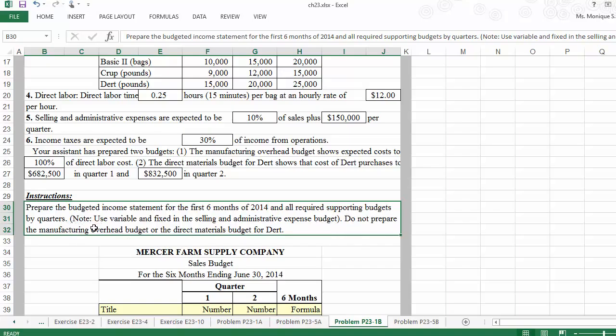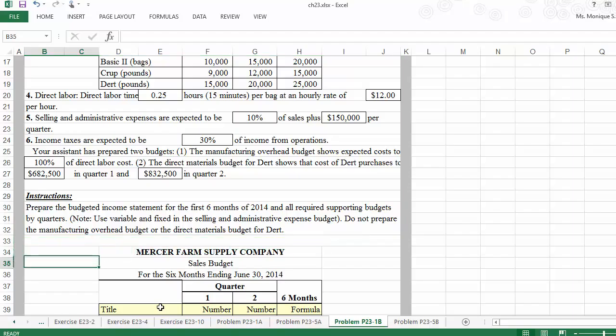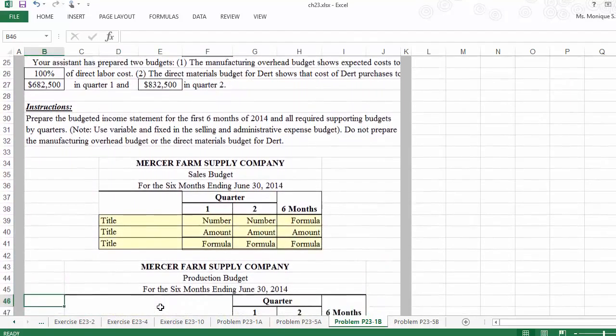So we're going to prepare some budgets from the master budget. Note, use variable and fixed in the selling and administrative expense budgets. Do not prepare the manufacturing overhead budget or the direct materials budget for dirt. And the reason why we're not doing that is because it's already done per the instructions above. So the first one we are going to prepare is our sales budget.